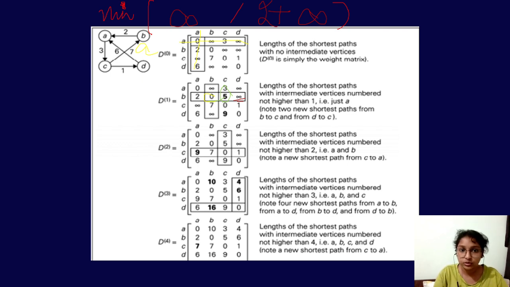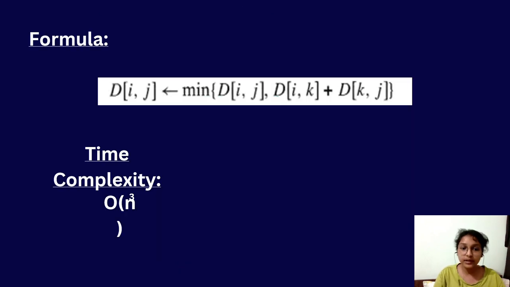We will do that entirely, considering B, C and D as intermediate nodes, and we will find the final matrix that gives the shortest distance among each of the nodes. This is the formula that we have used, to summarize what I have taught you. The time complexity is big O of n cubed because we are entering the loop thrice: rows, columns, and then each intermediate node.